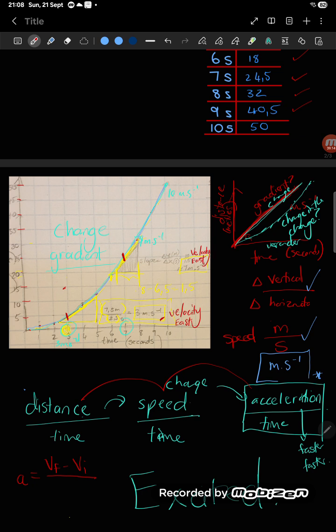And it was going east, because a vector has magnitude and direction. So the acceleration, the change in distance, or the change in velocity. Remember, velocity or speed is a change in distance.